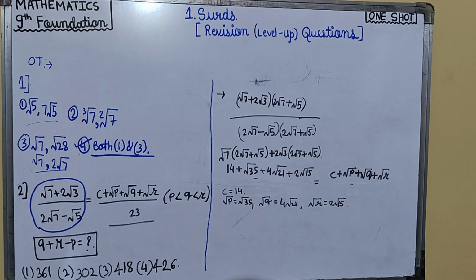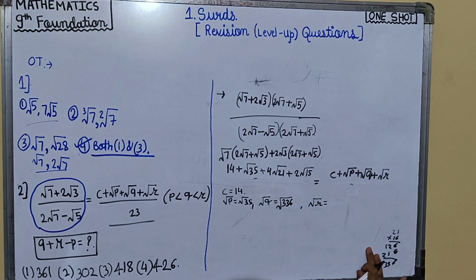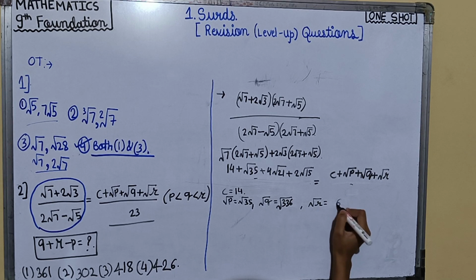Now root P, root Q, root R are pure surds, and these values 4 root 21, 2 root 15 are mixed surds. So we'll write them in the form of pure surds. Root Q would be equal to, we'll transpose 4 into the root, so we'll get 21 into 16. Root 336. Now root R would be equal to root 15 into 4, that would be 60, root 60.